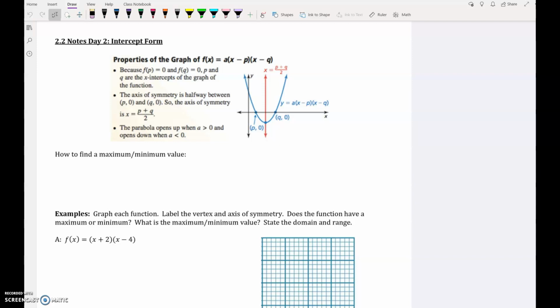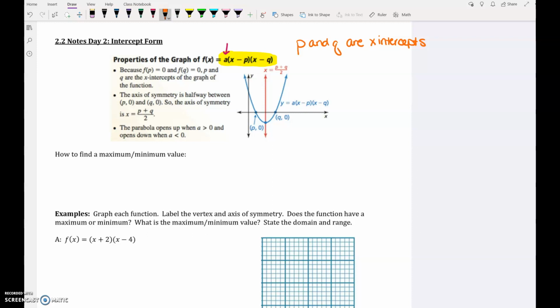When you're given an equation to graph in intercept form, it is a times the quantity x minus p times the quantity x minus q. A is still going to do everything that you're used to A doing. So A still tells you if the graph opens up or down. It still tells you how wide or how narrow the graph is going to be. P and Q are the x-intercepts of the graph. P and Q are going to tell us where the graph crosses the x-axis.